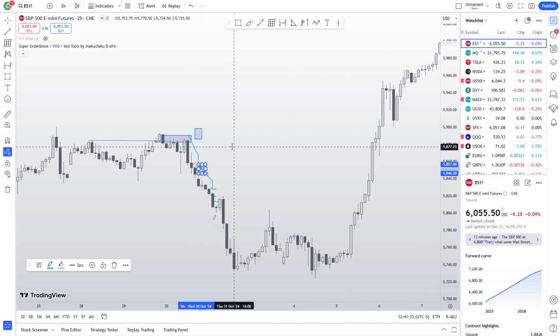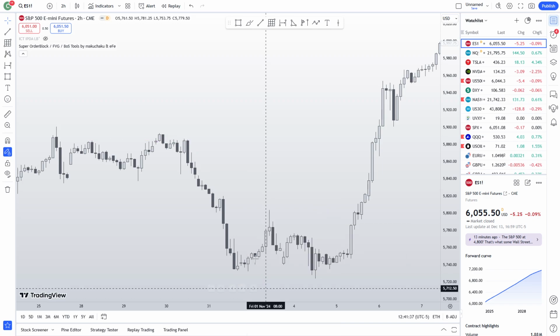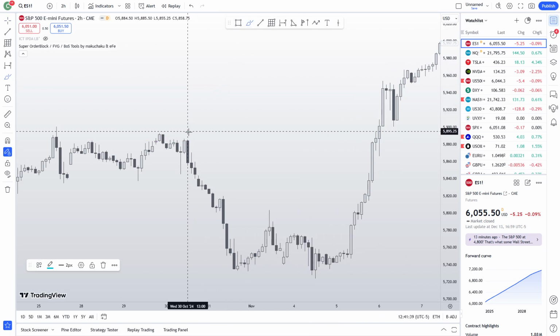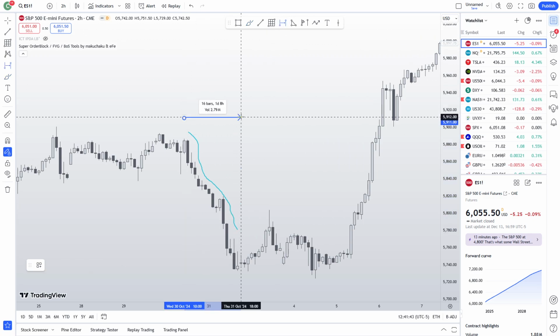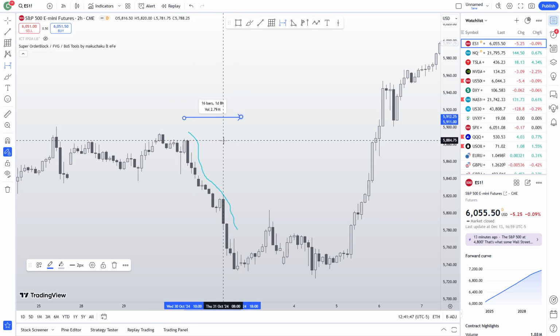But again, if we're just going to go back to down close candle highs, this is a 2-hour chart. So this was about a day and a half. This was Wednesday to Thursday, basically. So now you have your day trade framed.